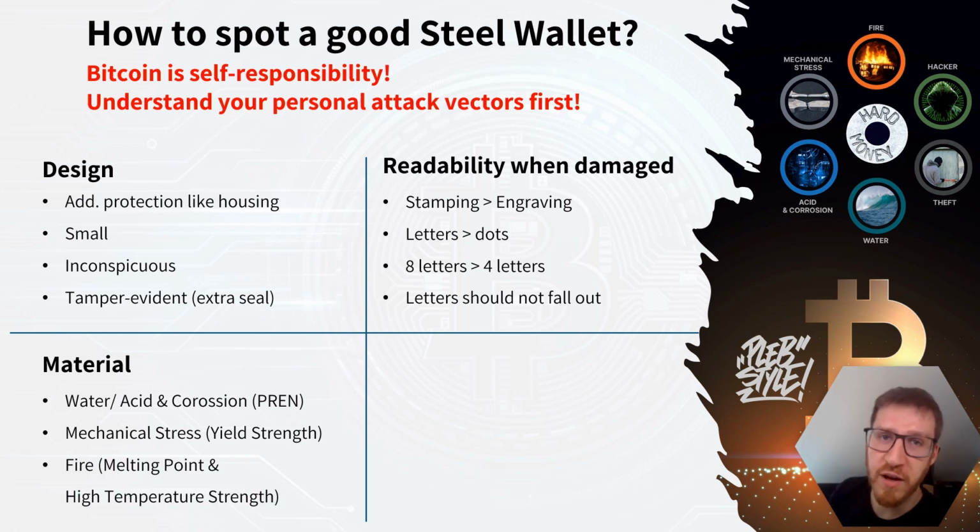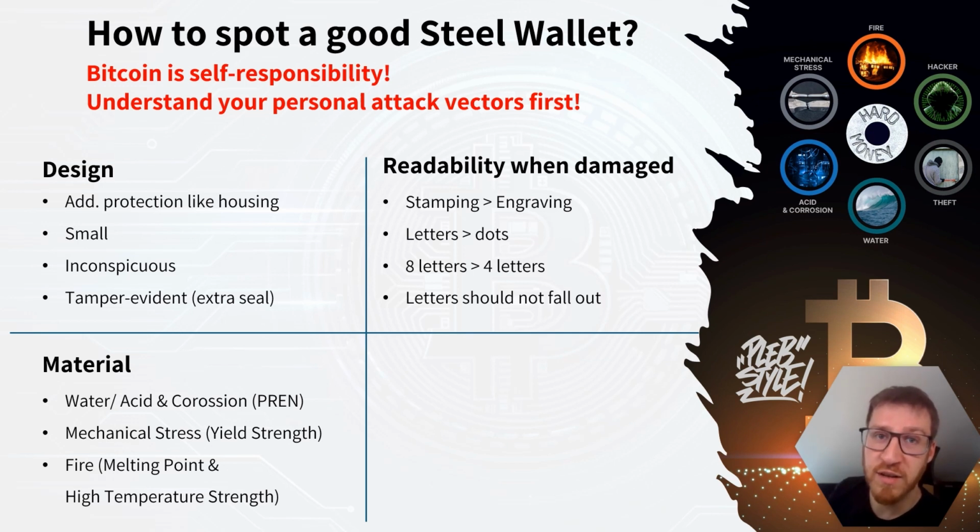When it comes to fires, there are two interesting indicators. One is the melting point, and the other one is high temperature strength. The melting point, however, is most likely irrelevant. Why? Because stainless steel and titanium have much higher melting points than any fire can get. And stainless steel and titanium is what most steel wallets are made of.